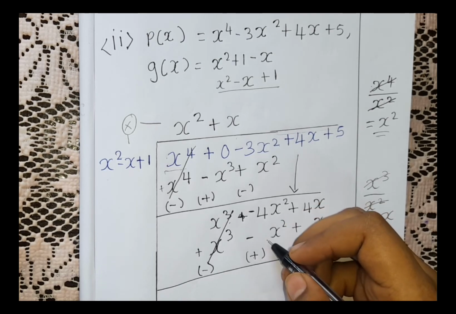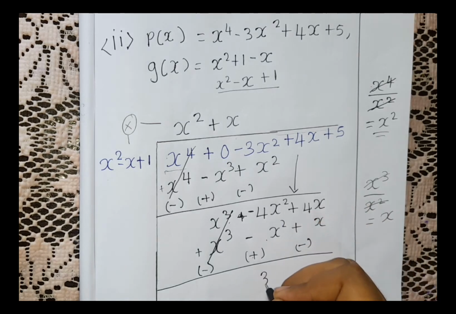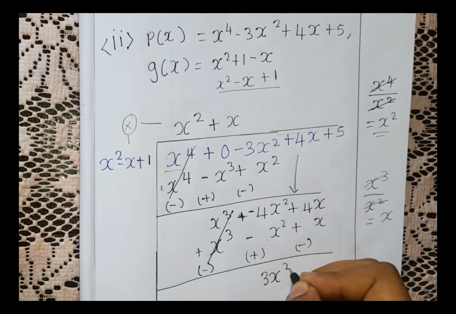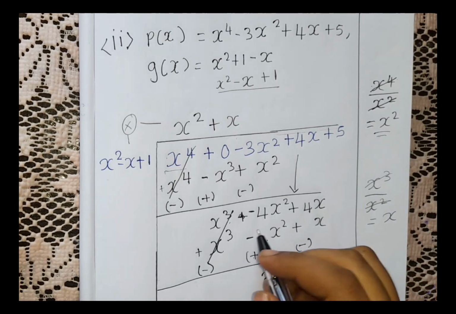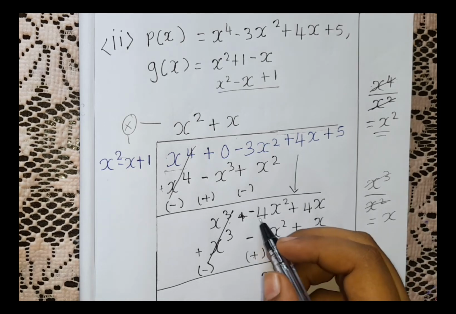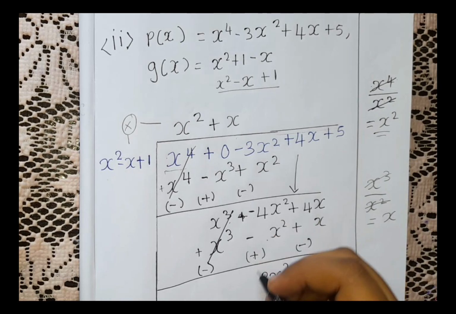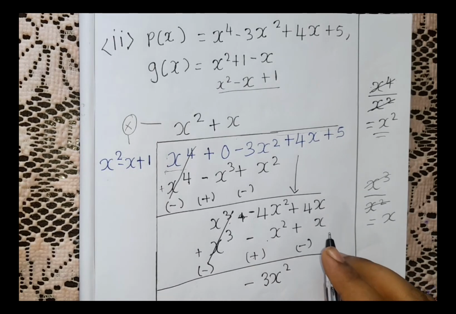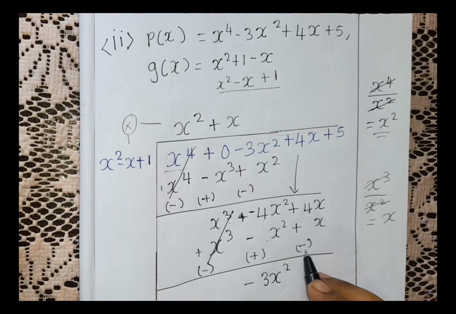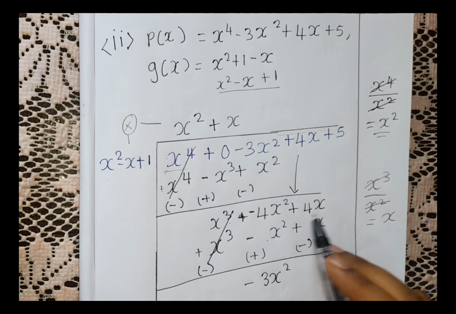So 4 minus 1 is 3, and we shall write the x square as it is, and here we are going to be writing the greatest number symbol. So here, what is the greatest number? The greatest number is minus 4, so the 4 has a sign that is minus, so we are going to be taking minus. Then here x has a sign, that is minus, so it is minus x and plus 4x.